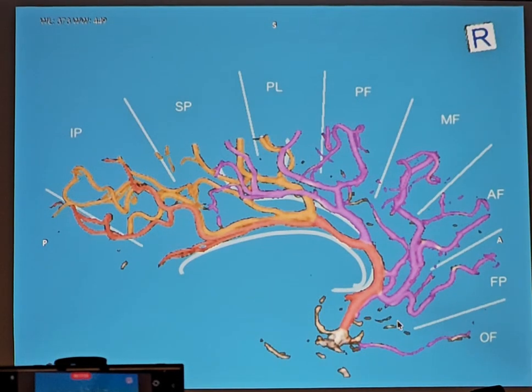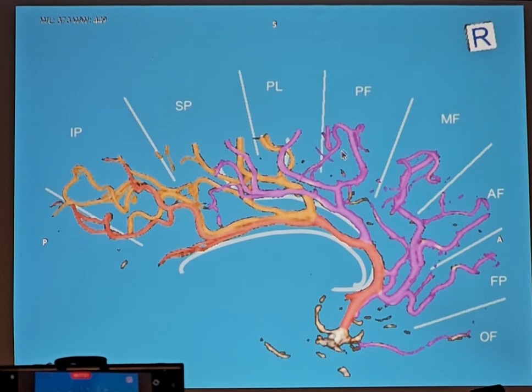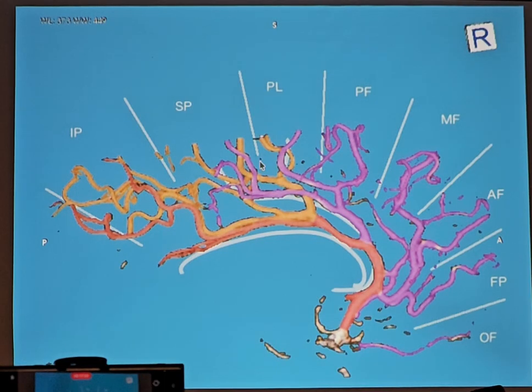So what we've done here is just color the corpus callosum supply in red, and then we name the rest of the vessels related to the cortex structure. So this is the orbitofrontal, frontopolar, anterior frontal, middle frontal, parietal frontal, this is the posterior frontal. Then we've got the precentral lobule, superior parietal, and inferior parietal branches of the anterior cerebral artery.